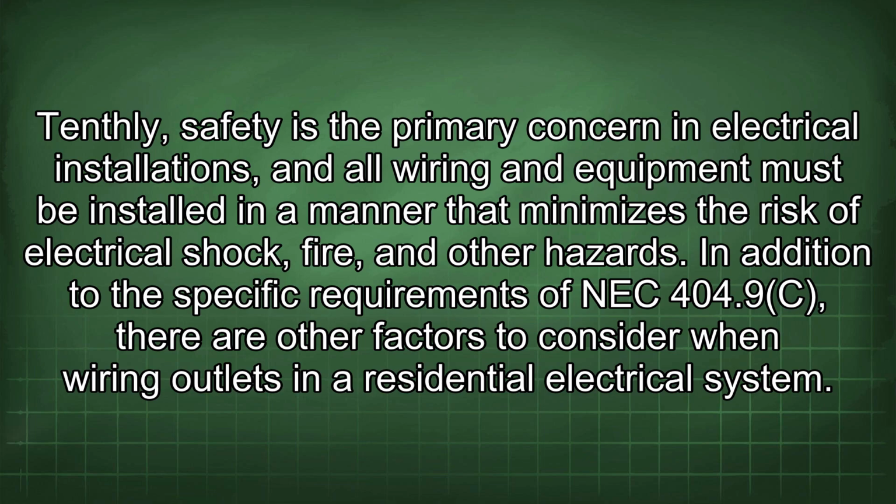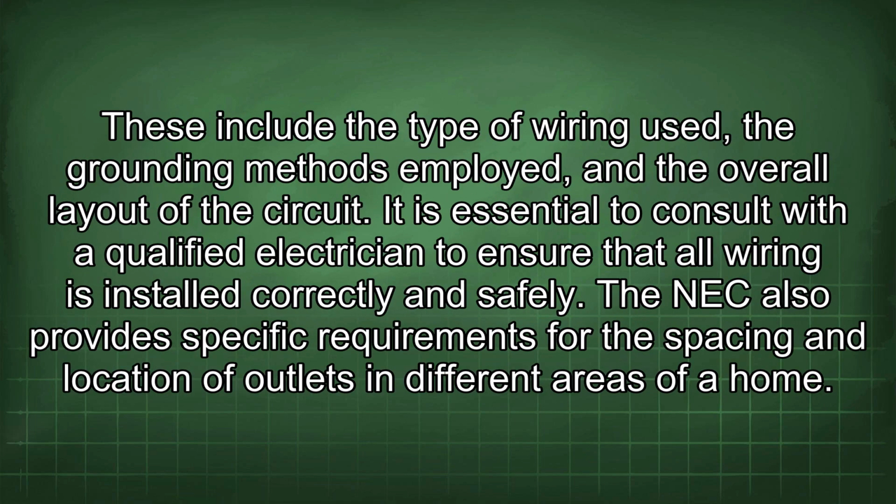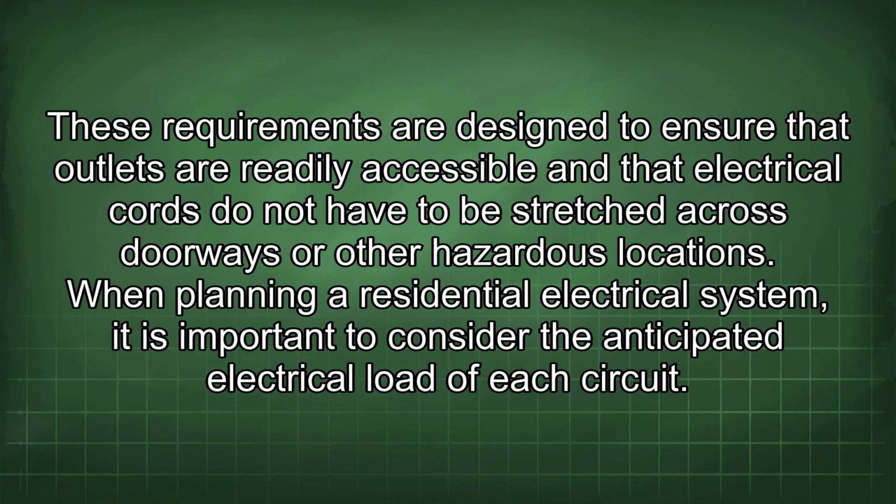In addition to the specific requirements of NEC 404.9c, there are other factors to consider when wiring outlets in a residential electrical system. These include the type of wiring used, the grounding methods employed, and the overall layout of the circuit. It is essential to consult with a qualified electrician to ensure that all wiring is installed correctly and safely. The NEC also provides specific requirements for the spacing and location of outlets in different areas of a home. These requirements are designed to ensure that outlets are readily accessible and that electrical cords do not have to be stretched across doorways or other hazardous locations.